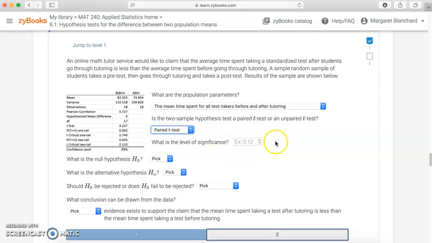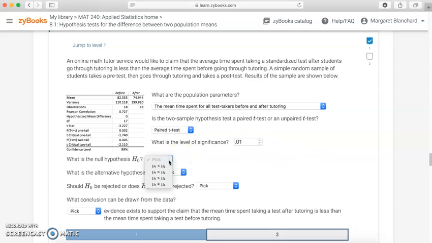Now we need to pull this from our results in Excel. So here we have confidence level is 99%. Remember the level of significance. We take 100 minus 99, that gives us 1, and then we need to convert it to a decimal. That gives us 0.01. What is the null hypothesis?